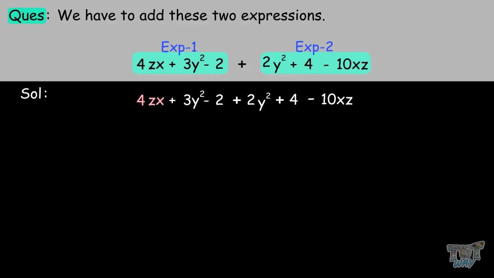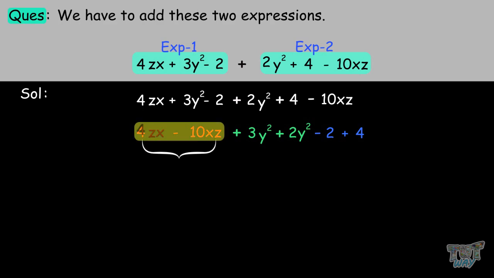So 4zx and 10xz are like terms, even though the 2 variables are written in a different order. So you write 4zx minus 10xz. Then you add 3y squared plus 2y squared, because those are also like terms. And then finally you're left with negative 2 and positive 4, 2 constant terms. So you have 3 sets of like terms.